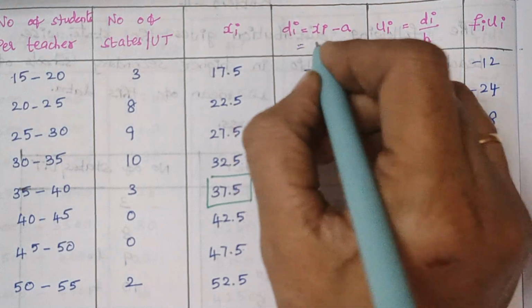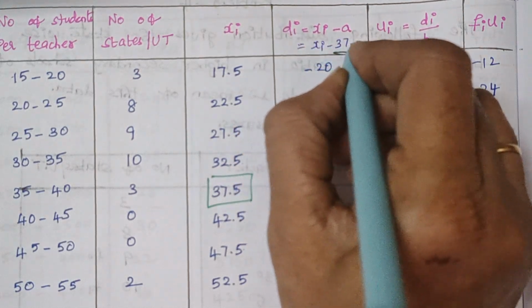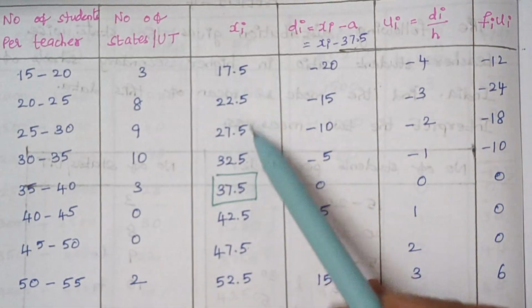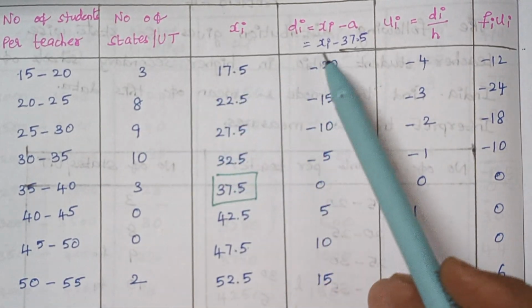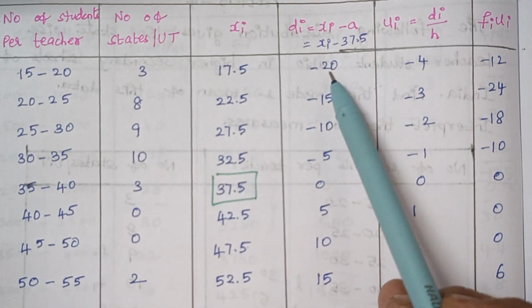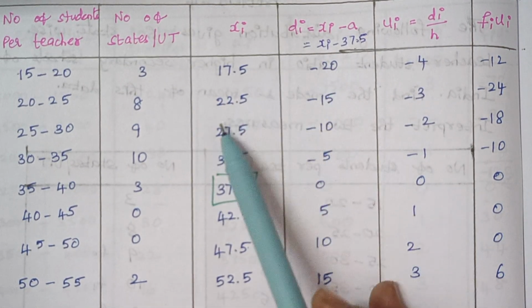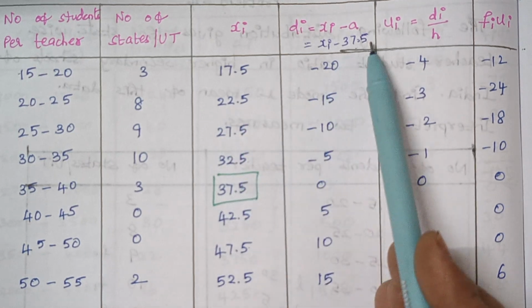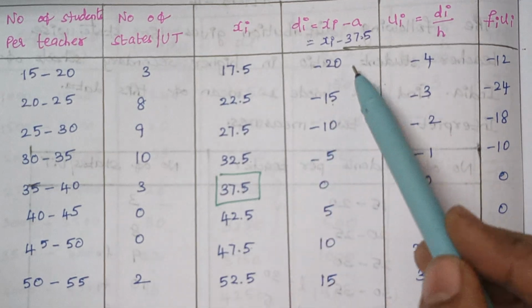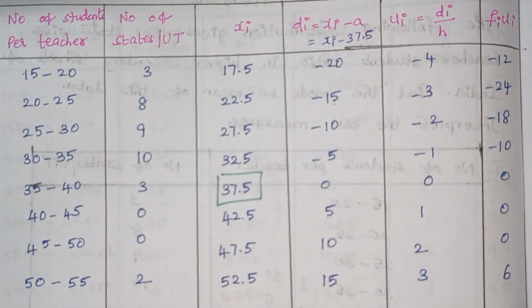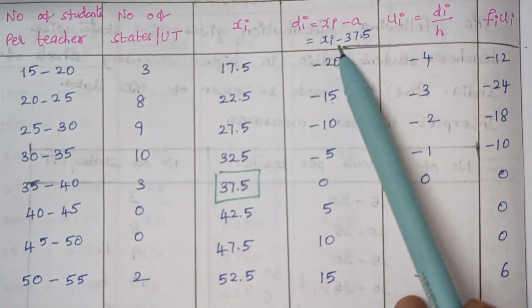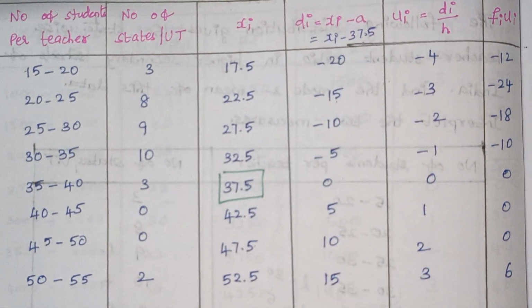So here I can write this as xi minus 37.5. Now we have different values of xi here, so just substitute it over here. So 17.5 minus 37.5 gives you minus 20. So here 22.5 minus 37.5 gives you minus 15. Similarly, you just fill all the columns. We have different values of xi here, so just substitute and write down the results.